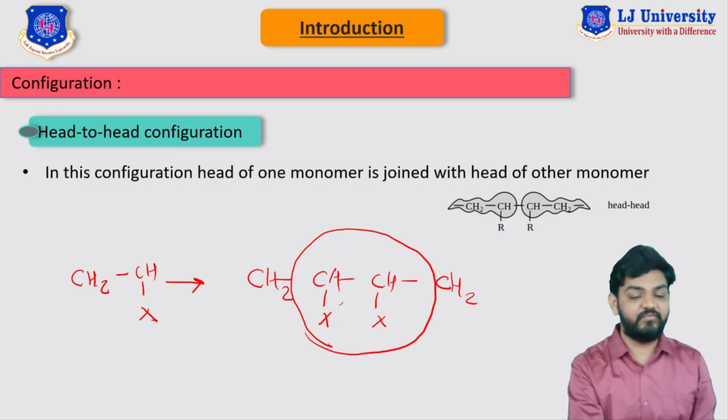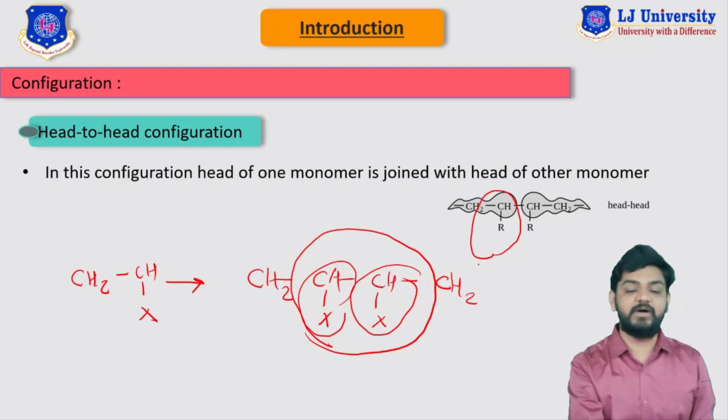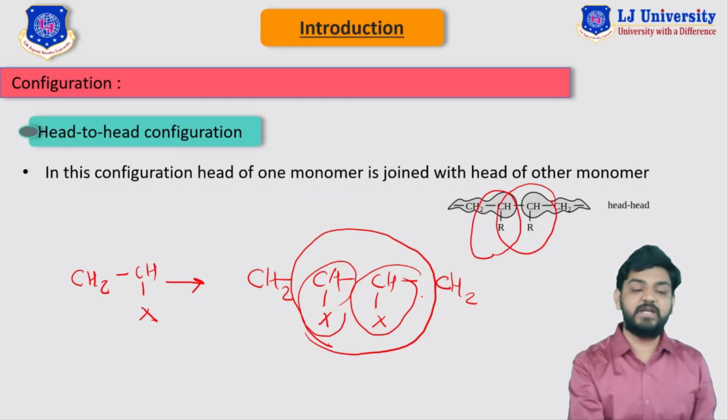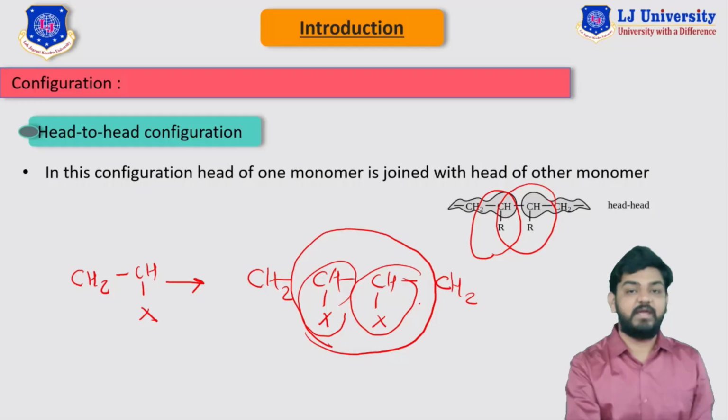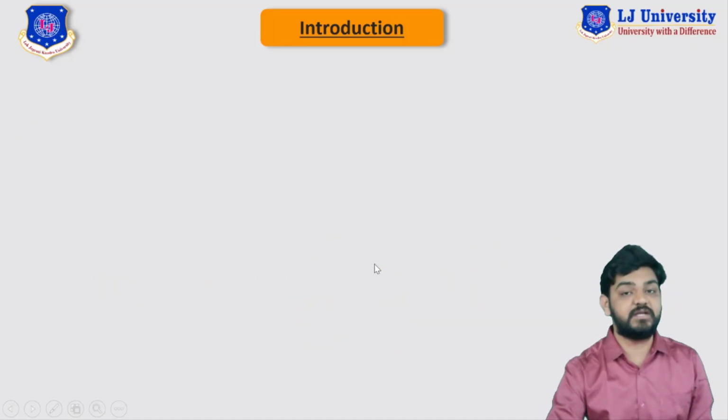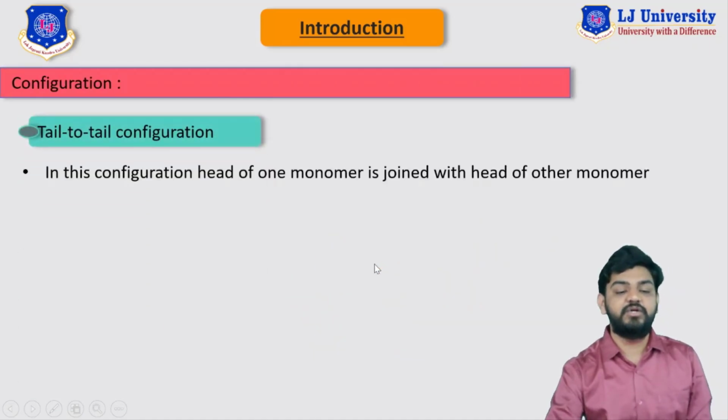That is, the head of one monomer is connected to the head of another monomer. You can see here in this image that the head of the monomer is connected with another head of the monomer. So this particular configuration is referred to as the head to head configuration.